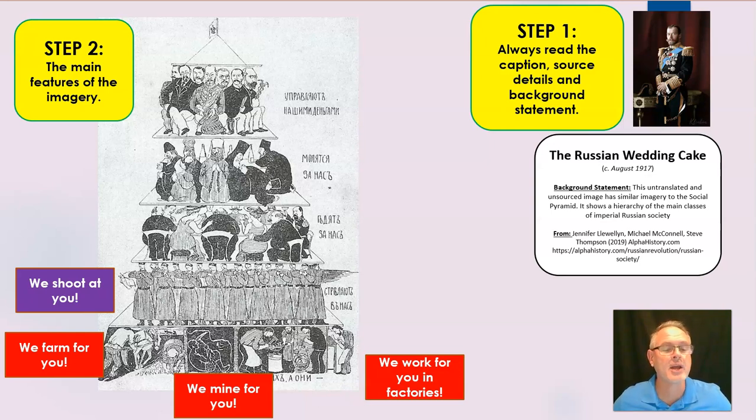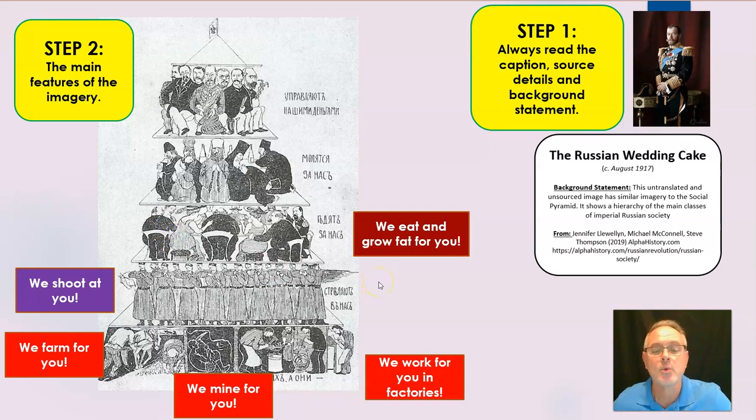We shoot at you. We can see the cavalry horse protruding out from the side, the guns, the weaponry pointing straight at the audience this time. Think about that as a technique you can talk about. The weapons are literally aimed at us, the audience now. Look how fat our next level is. The uniforms, the business people perhaps, and we eat and grow fat for you.